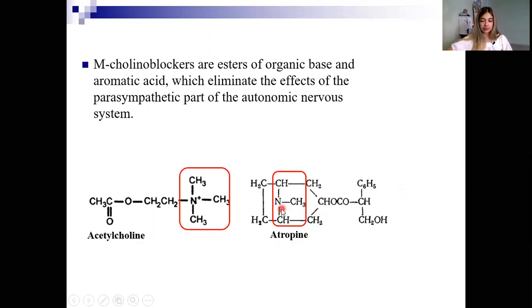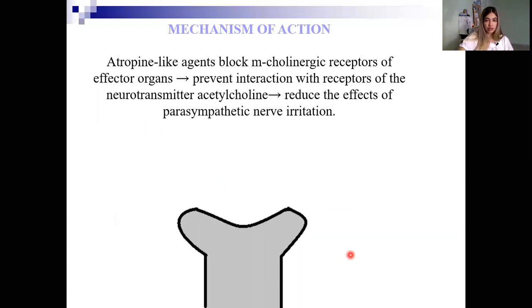What we can see here is that the drug atropine has not only the ester group, but also this group, which is the same as in acetylcholine. So again, this drug is quite powerful. It has a structure very similar to acetylcholine. That's why our body thinks that the receptor should bind with it, with atropine, and it has quite a pronounced effect. Yes, we have already seen that.